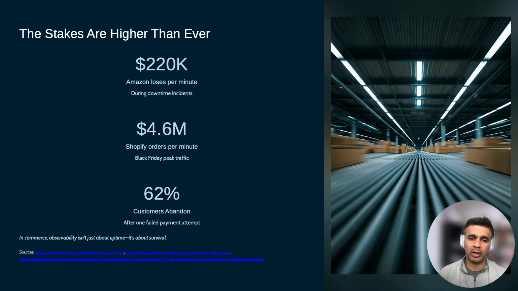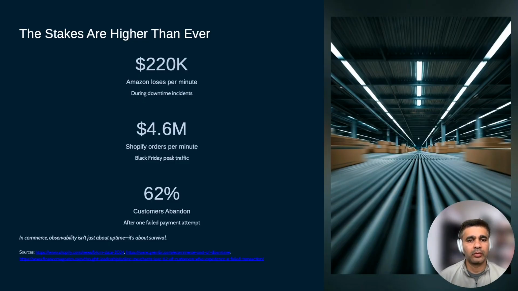First, let's talk about downtime costs. Amazon loses $220,000 per minute during downtime incidents. That's not a typo. $220,000 every single minute their systems are down. But it's not just about downtime. During peak traffic periods, numbers get even more staggering.